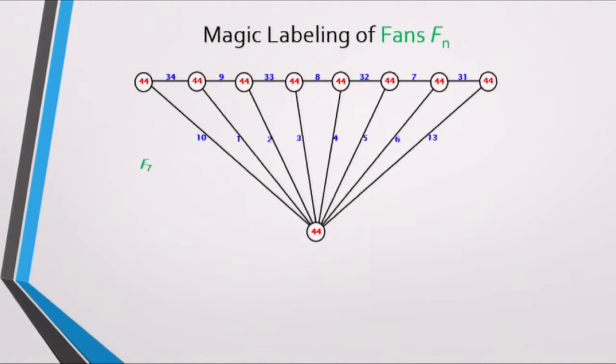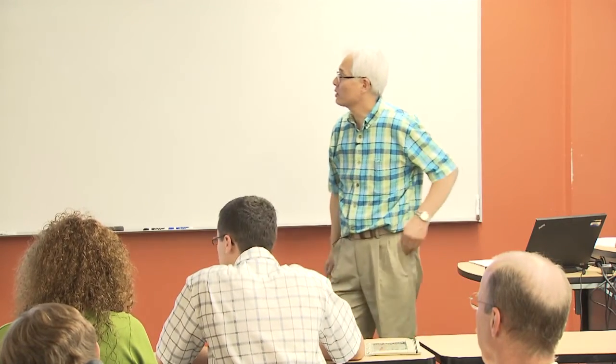And notice the subscript number is 3, 5, 7. So she said a fan graph is magic if and only if the subscript number n is odd. Okay. What about the complete graph?